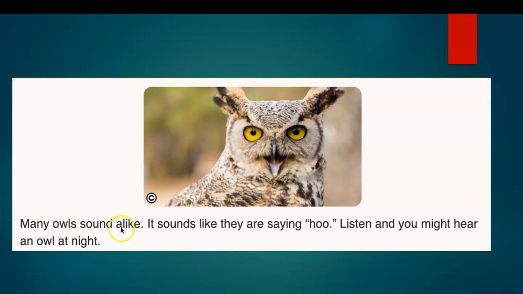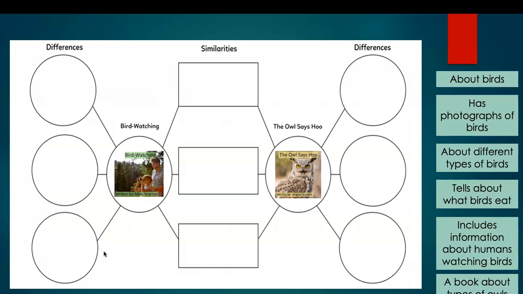Many owls sound alike. It sounds like they're saying, "Hoo!" Listen, and you might hear an owl at night. So, we read these two awesome books. Let's think about the ways that they're the same and ways that they're different. So, I have some topics here, and let's see if we can put them on this graphic organizer together.